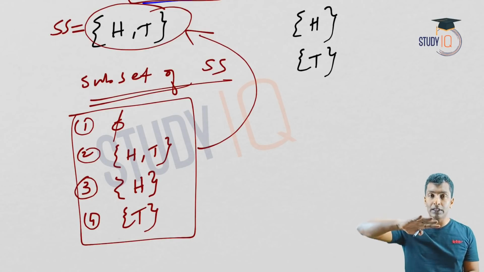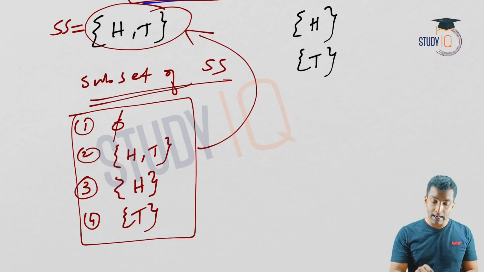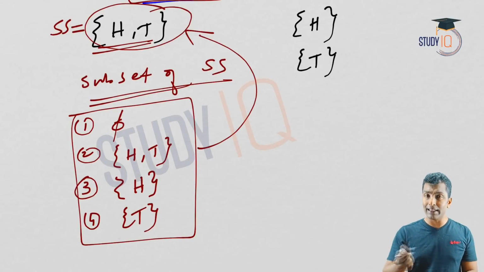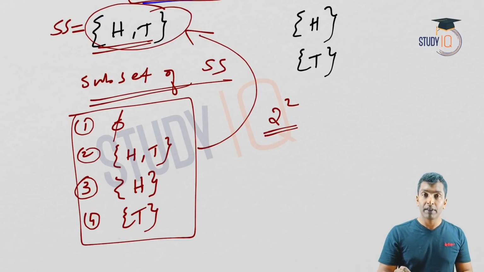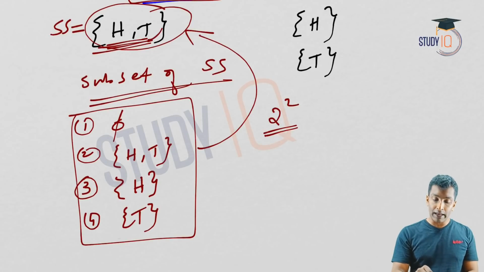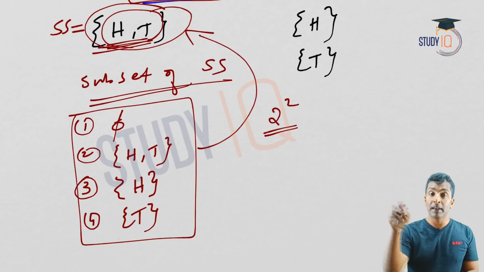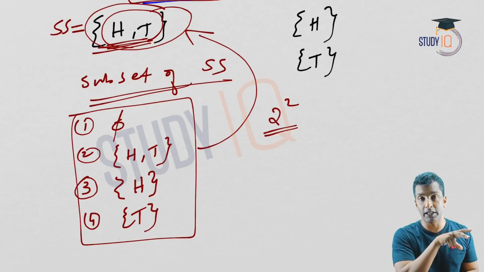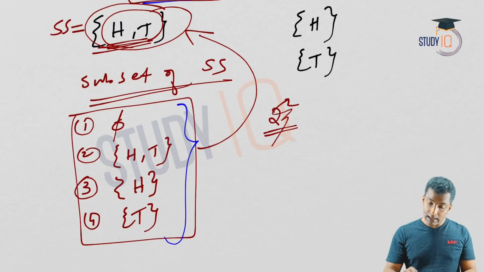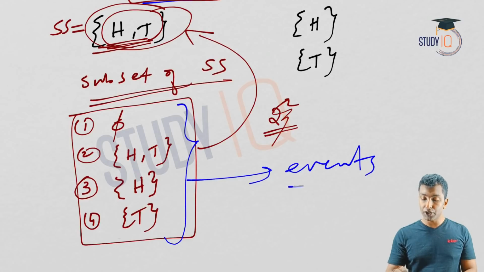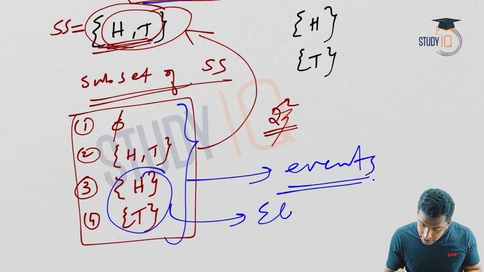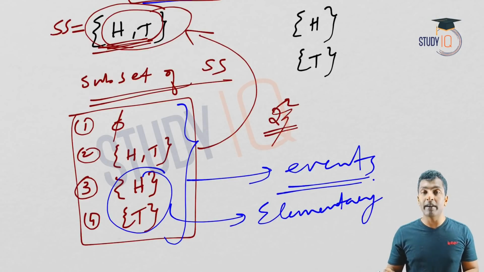So if you take the subsets of the sample space, since there are two items in the sample space, we are getting four subsets, and we know how: this is nothing but 2 raised to 2. The number of subsets depends on this number. If that is 2, it's 2 raised to 2; if there are 3, it's 2 raised to 3. We discussed this concept when we discussed permutation and combination. Here you can see four subsets, and all these are called events, out of which these two are clearly elementary events.